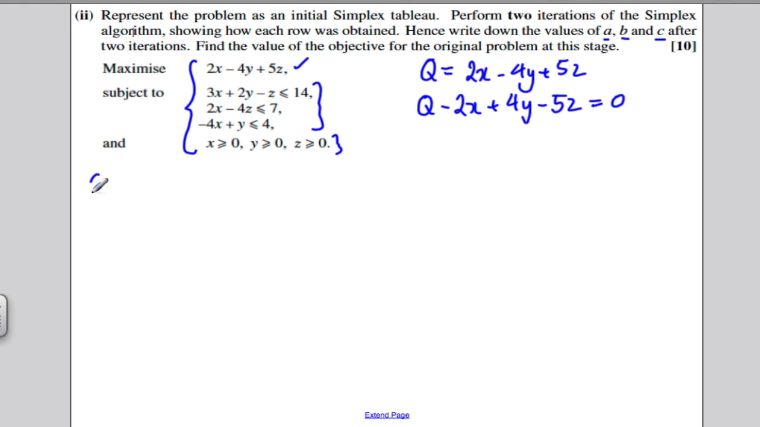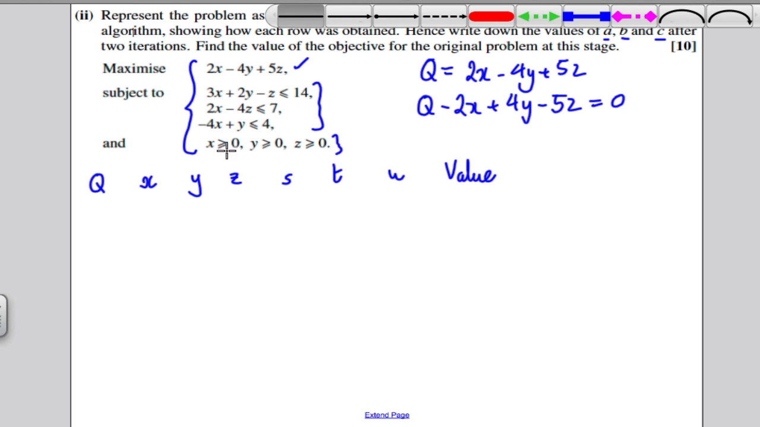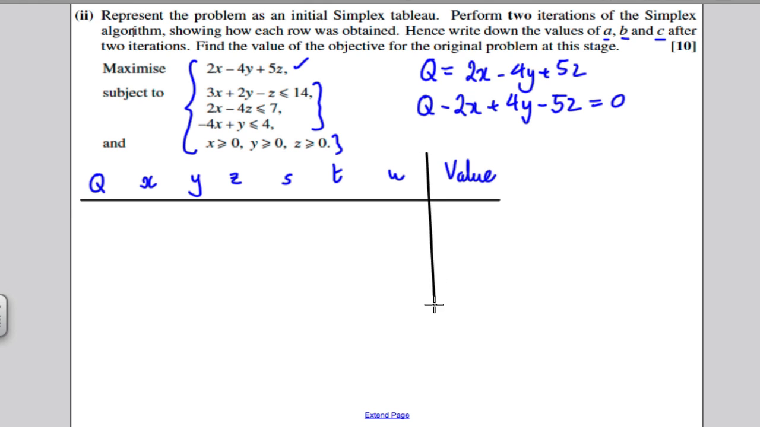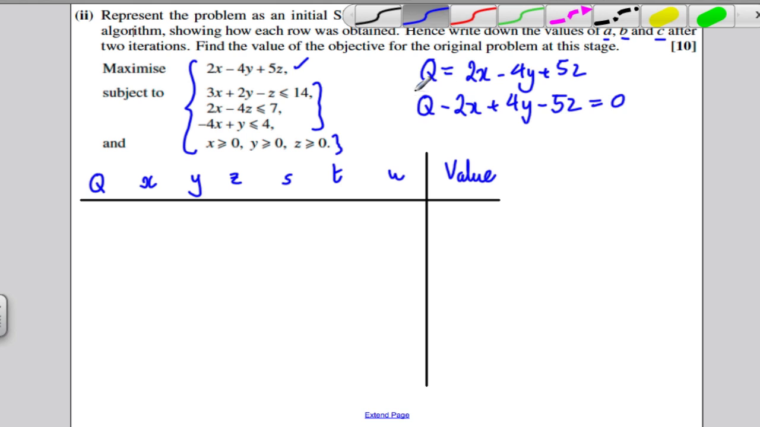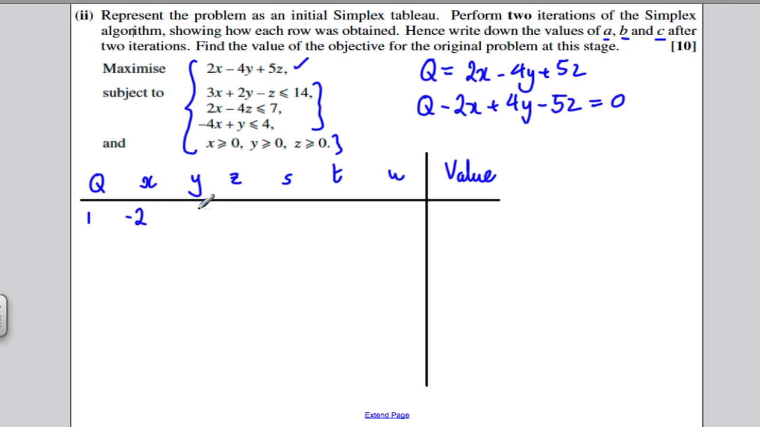We care about q, we care about x, we care about y, we care about z, and we care about the slack variables we're going to introduce, s, t, and u, and we care about the values of each of these functions. So set up our table as such, and the initial tableau is going to have the coefficients of this line here. Well, we've got 1q, minus 2x's, minus 4y's, minus 5z's, no s's, no t's, no u's, and the value of this function is equal to 0.